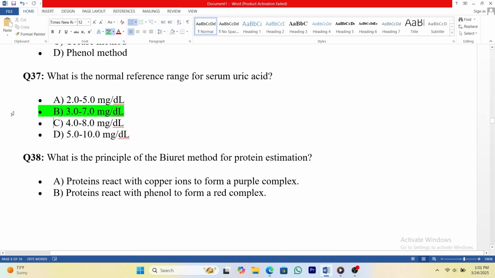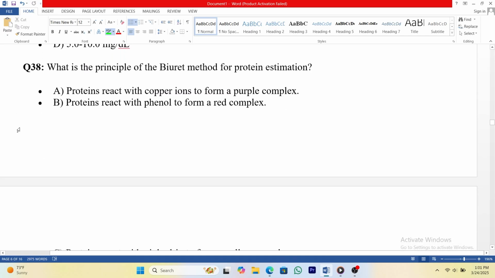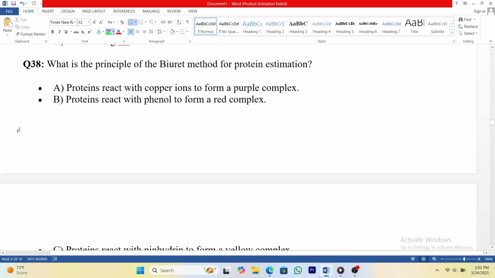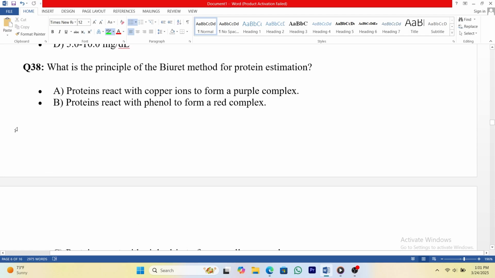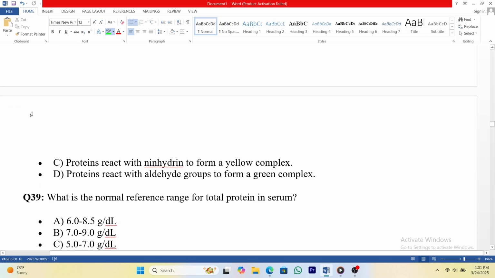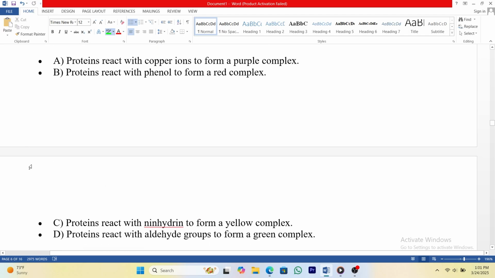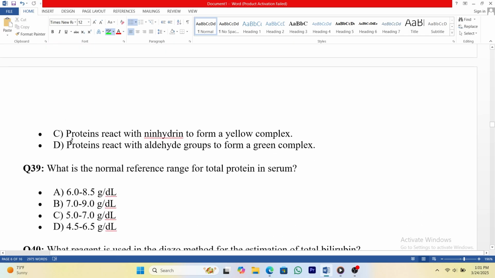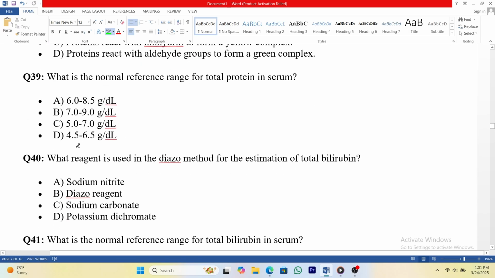38. What is the principle of the Biuret method for protein estimation? A. Proteins react with copper ions to form a purple complex. B. Proteins react with phenol to form a red complex. C. Proteins react with ninhydrin to form a yellow complex. D. Proteins react with aldehyde groups to form a green complex. Answer: A.